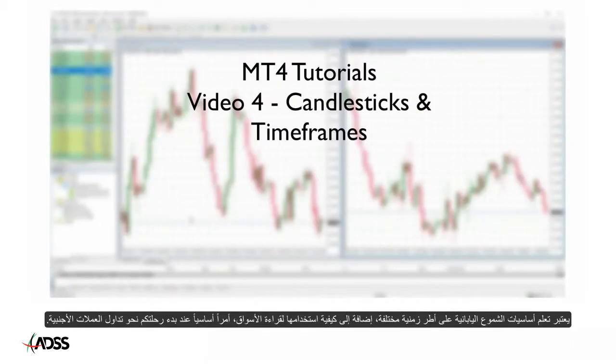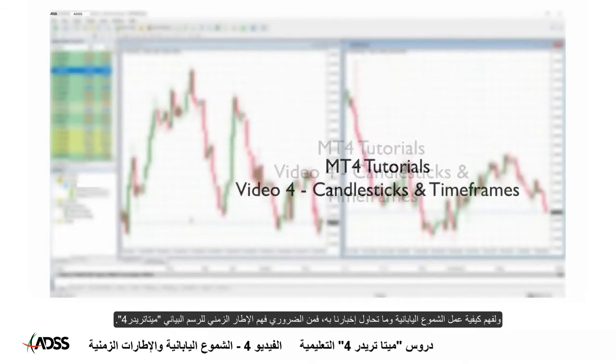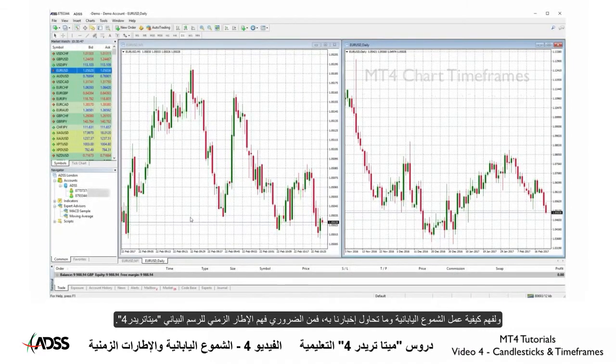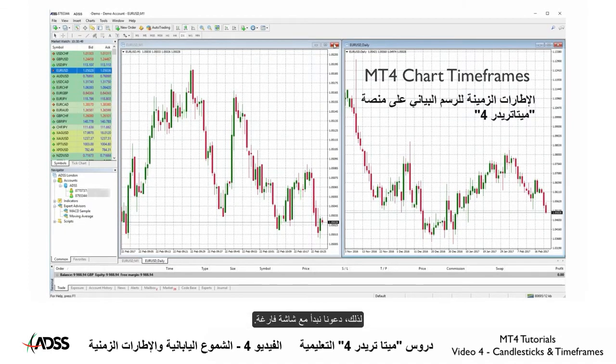Learning the basics of candlesticks on different time frames and how to use them to read the markets is fundamental when starting your journey into Forex trading. To understand how candlesticks work and what they are trying to tell us, it is also necessary to understand MT4 chart timeframes. So, let's start with an empty screen.